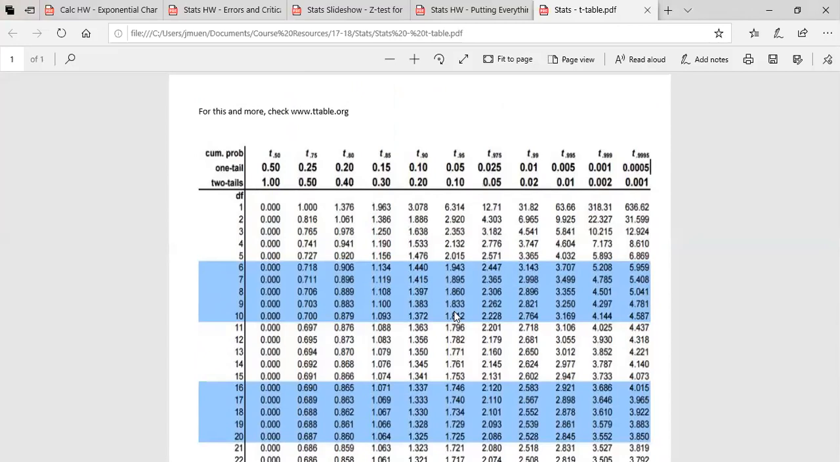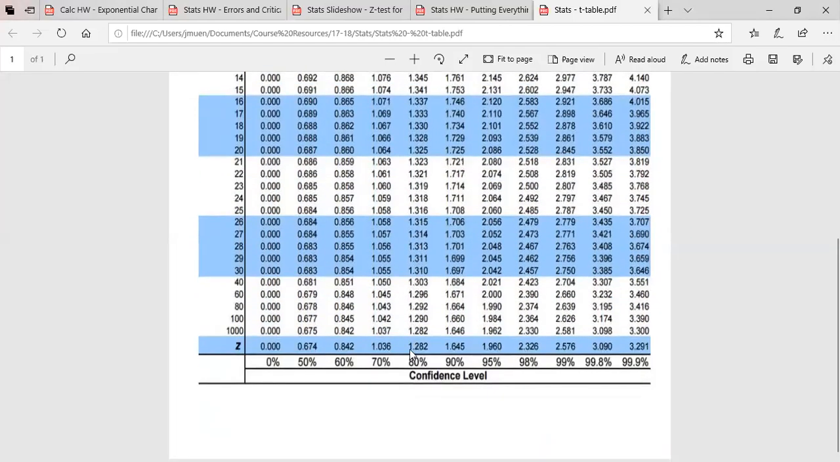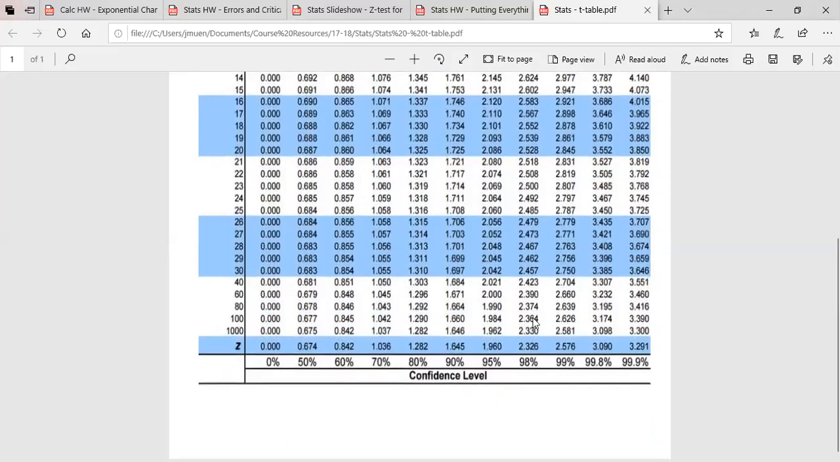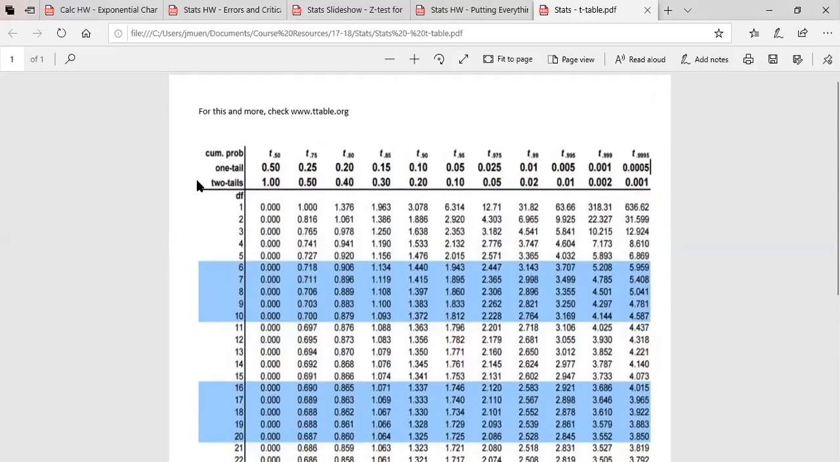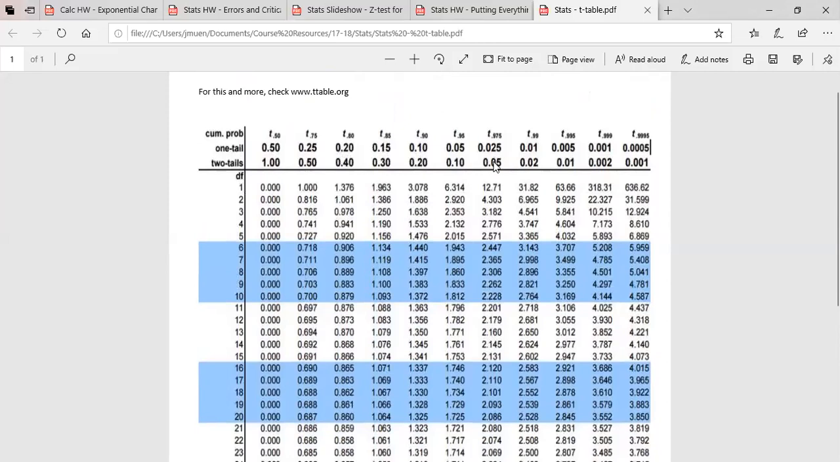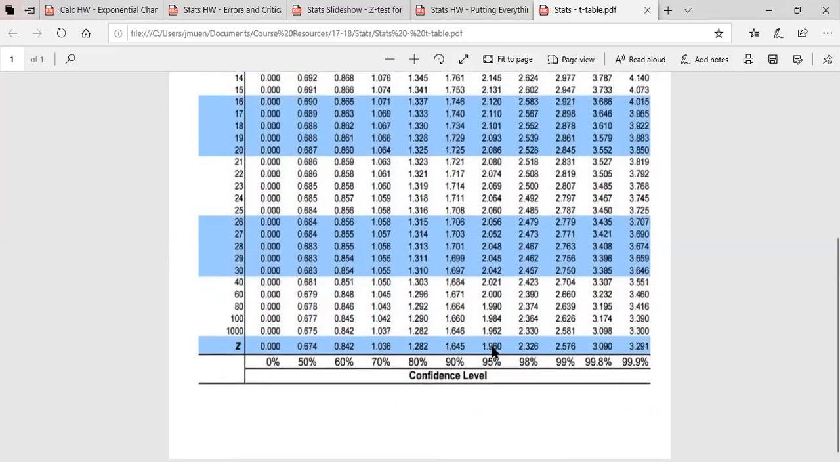If instead I had wanted an alpha of 0.1 in a one-tailed test for some reason, that's insane, but hey, just an example, I would just go down here and it's 1.282. If I wanted an alpha of 0.01, it would be 2.326. If I wanted a two-tailed test with an alpha of 0.05, that would be 1.96. I would go across two tails to 0.05 and down to 1.96.